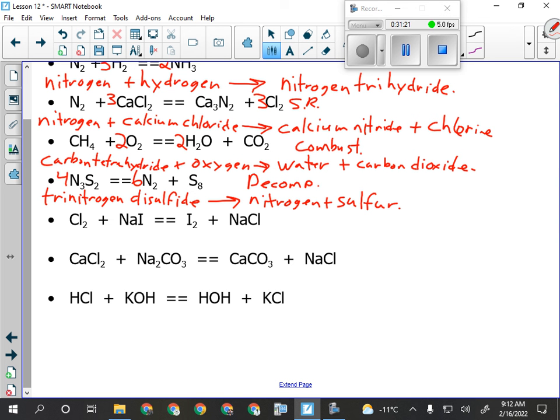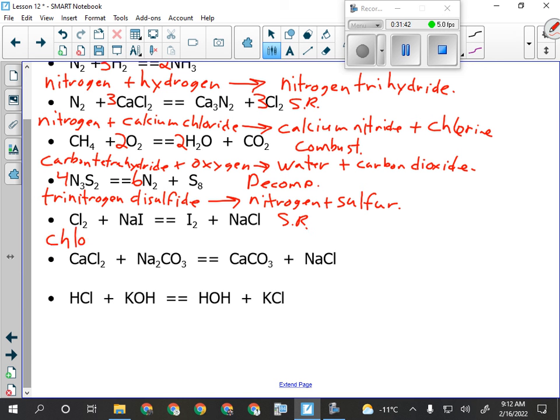Nope, starts with S though. Single replacement, yeah. I've got an element reacting with an ionic compound, so that's going to be a single replacement reaction. Now, in this single replacement reaction, my element is a non-metal, which is why it swaps out for iodine, which is the non-metal in this ionic compound. All right, so we've got a single replacement reaction.